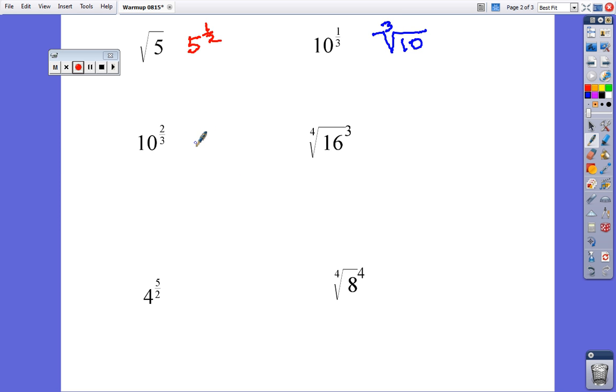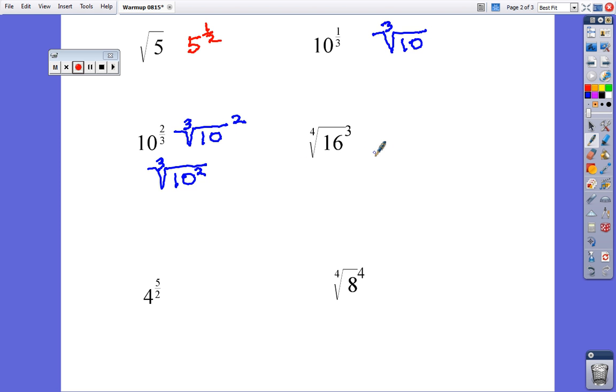Over here we have 10 to the 2/3. There's several ways we could write this. We could simply write the base as the radicand, make the denominator 3 the new index, and then put this all to the power of 2. We could also write the 10 as the radicand, 3 is the index, and we could write the power of 2 under the radical sign and make it part of the radicand. Both of these expressions are equivalent or the same.